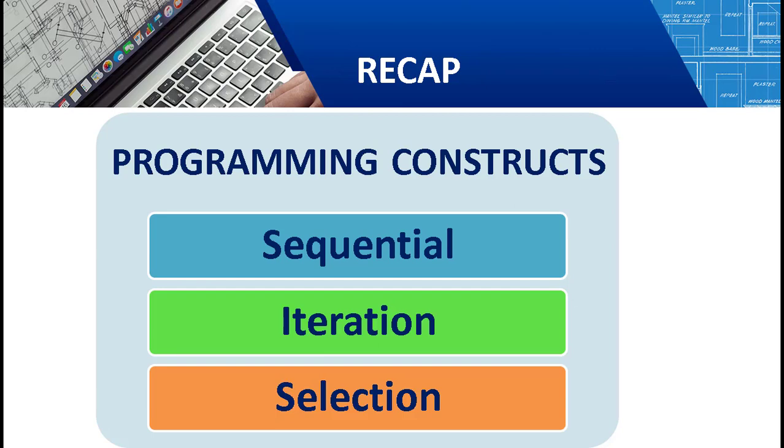Selection statements are statements where we take a decision whether to execute. We are selecting a statement based on the condition whether to execute that statement or not. There are different types of selection statements like simple if, if else, and switch statement. So these are the different selection statements.